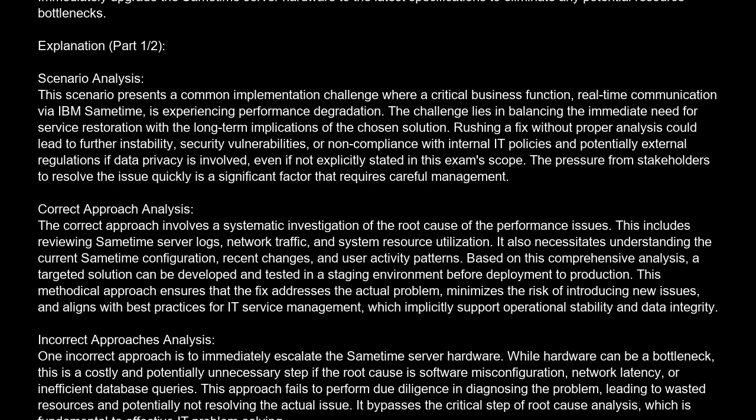Incorrect approaches analysis. One incorrect approach is to immediately escalate the Sametime server hardware. While hardware can be a bottleneck, this is a costly and potentially unnecessary step if the root cause is software misconfiguration, network latency, or inefficient database queries. This approach fails to perform due diligence in diagnosing the problem, leading to wasted resources and potentially not resolving the actual issue. It bypasses the critical step of root cause analysis, which is fundamental to effective IT problem solving.